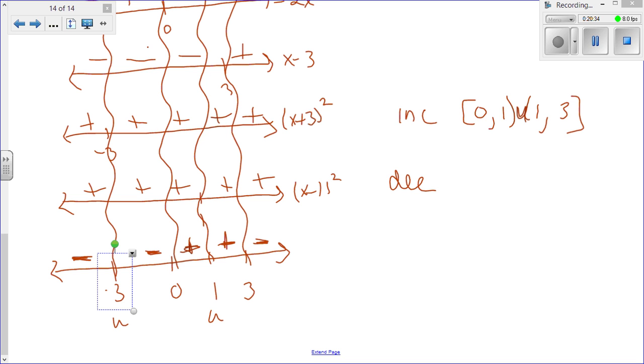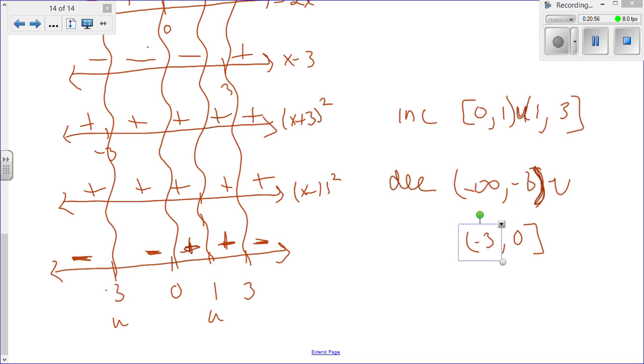I am decreasing from negative infinity to negative 3, which I am not going to include. And then again from negative 3 to 0, which I can include. It's decreasing. And then I'm decreasing again from 3 to positive infinity.